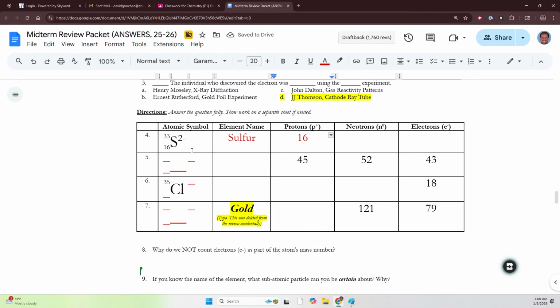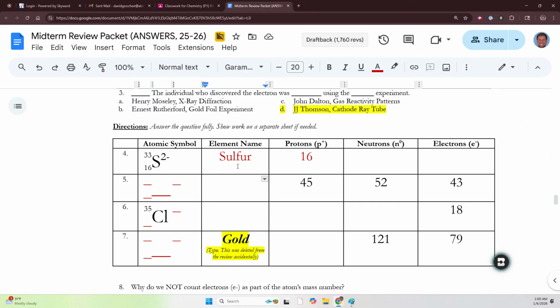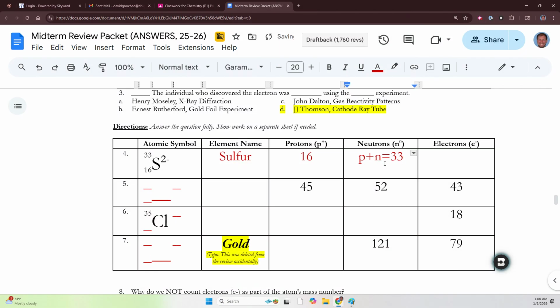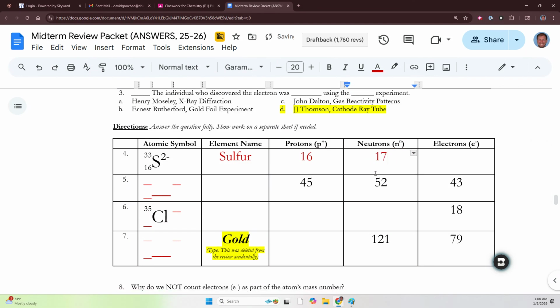How many neutrons does it have? Well, it has a mass of 33 AMU, and that's equal to its protons plus its neutrons. So protons plus neutrons equals 33. We know that there are 16 protons, so 16 plus neutrons equals 33. 16 plus what is 33? The answer is, using a bit of subtraction, 17. There are 17 neutrons.